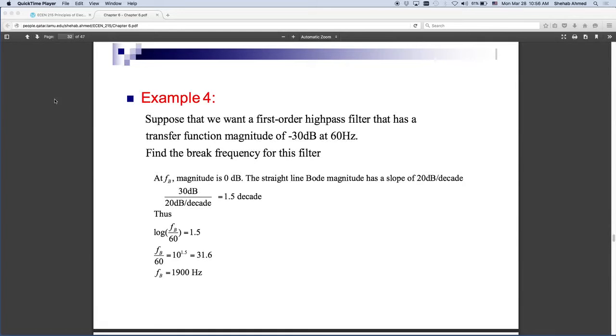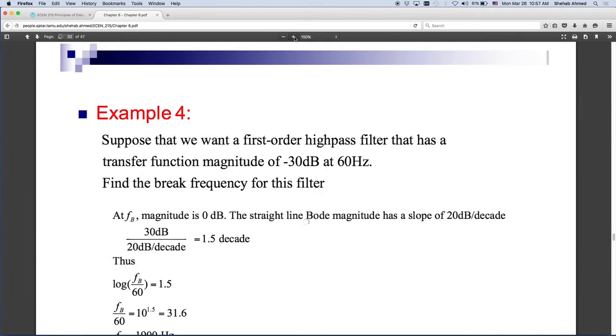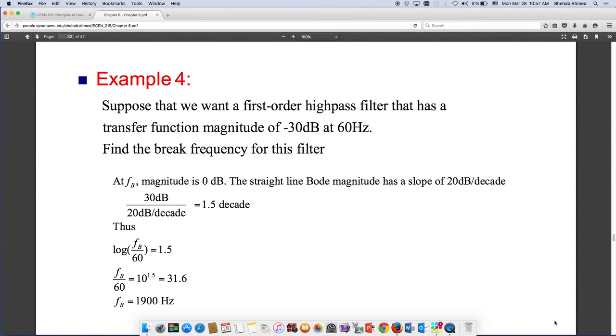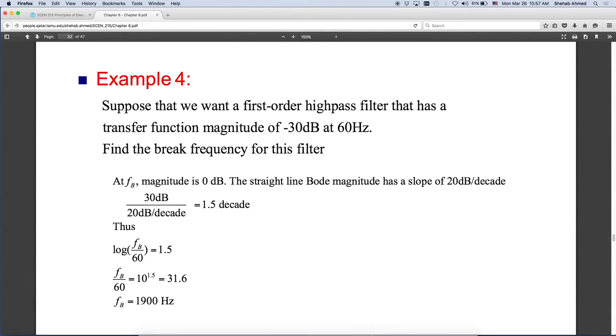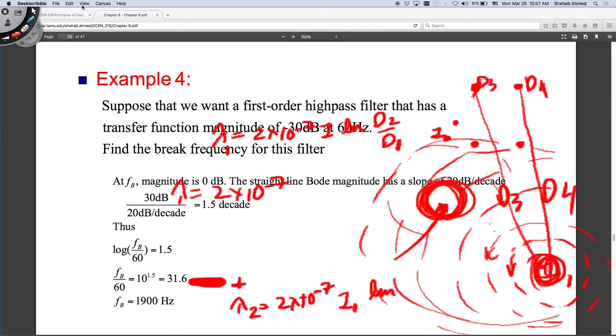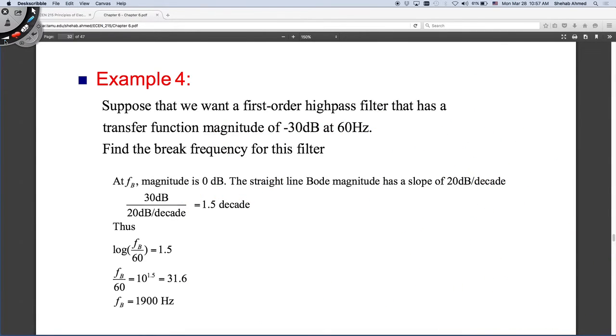Last time we stopped here, we were looking at a low pass filter, a high pass filter design example. So what was the example saying? The example says we want a high pass filter.